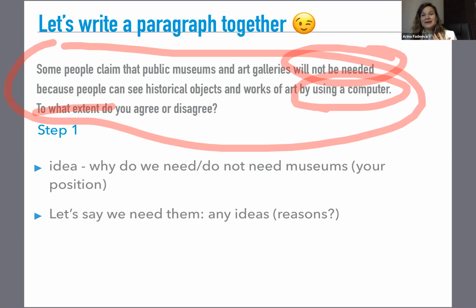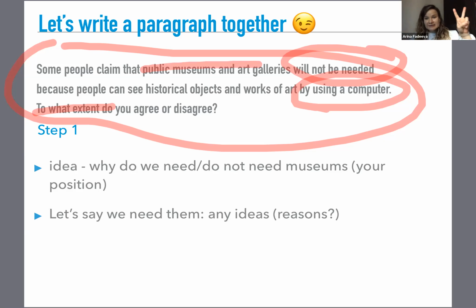There is already a position here in this essay that we don't need museums because everything could be seen on computer, right? So what you actually need to give here is your position, your opinion. How much do you agree or disagree with this? Since we have 2 things to agree or disagree with, we already have 2 paragraphs. So the first one, you agree or disagree if public museums and art galleries are needed or not. In the topic, they say they're not needed, and we're going to agree or disagree with that.